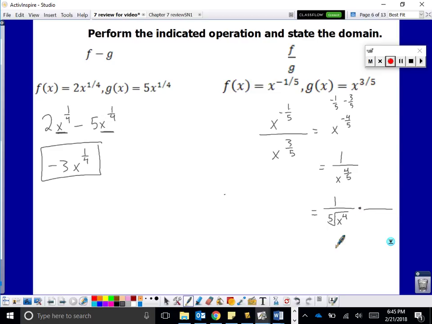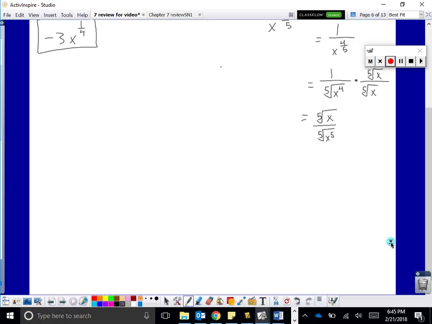So I'm trying to figure out what would be a good value to have underneath so that I could easily take the 5th root. Well, if I multiply by 5th root of x over the 5th root of x, what that gives me on top is 1 times the 5th root of x, which is 5th root of x, over the 5th root of x to the 4th times x, which is going to give me the 5th root of x to the 5th. That's good, because then I can rewrite this. Top doesn't change, but on the bottom I can just call this x, and I've gotten rid of that radical in my denominator. Okay, so that's rationalizing.